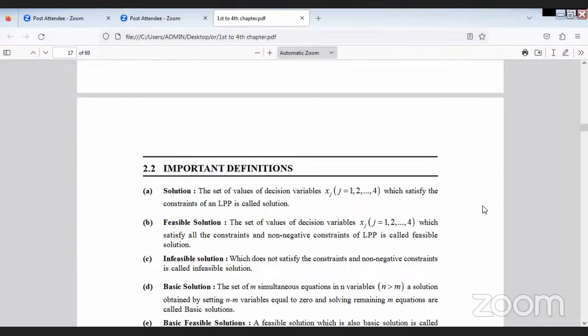These are the feasible solutions. Therefore, which satisfy all the constraints and non-negative constraints of the LPP. An infeasible solution does not satisfy the constraints.